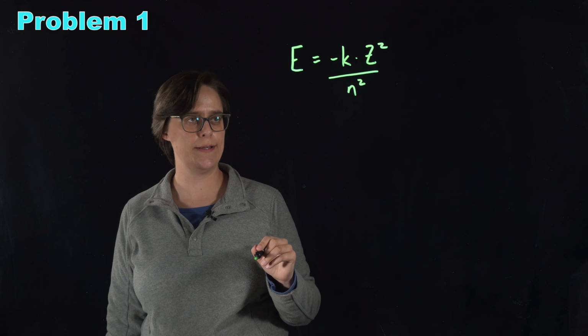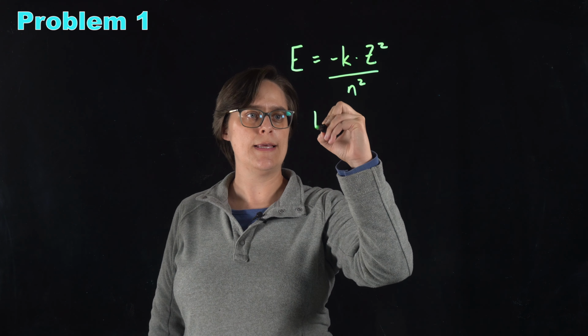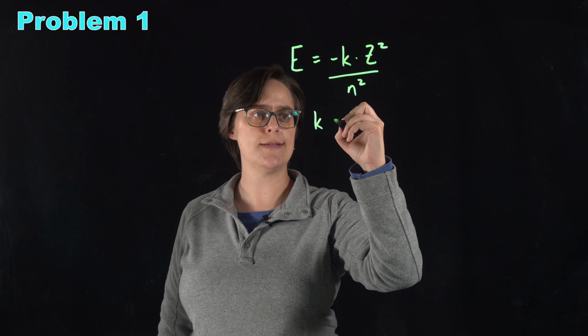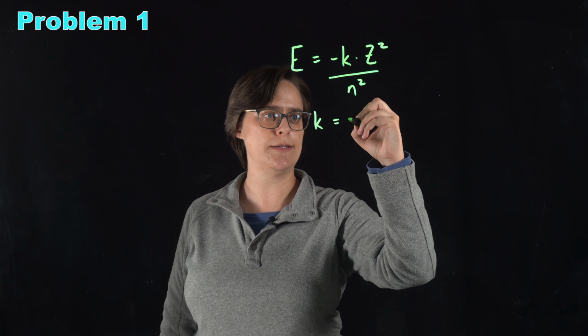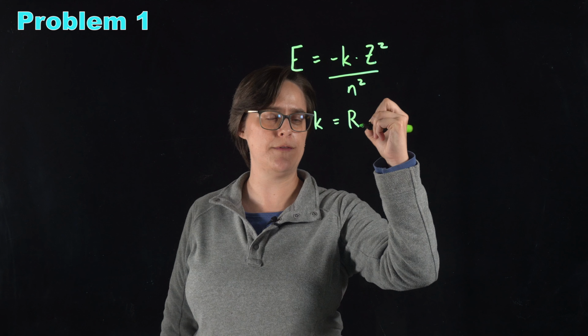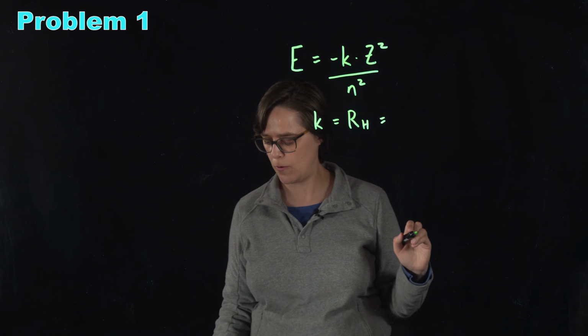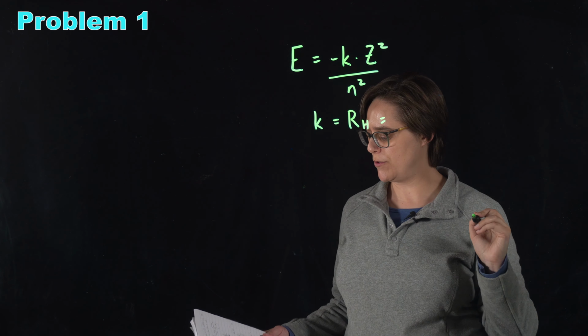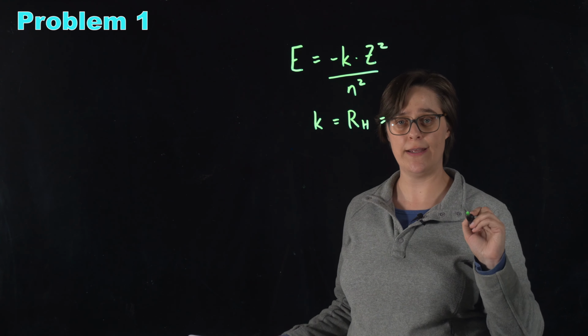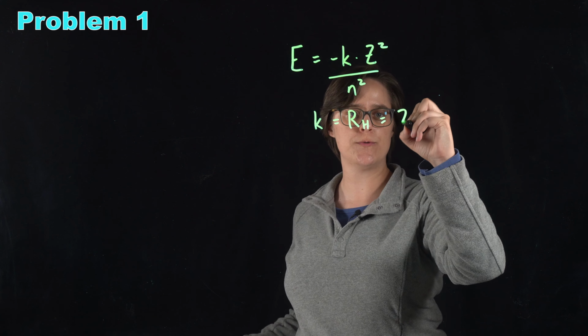E is the energy, that's what we're looking for. K is the Rydberg constant. Some textbooks, some professors will, instead of using K, use R sub H. But this is a constant, it's always the same value. It's equal to 2.197 times 10 to the minus 18th joules.